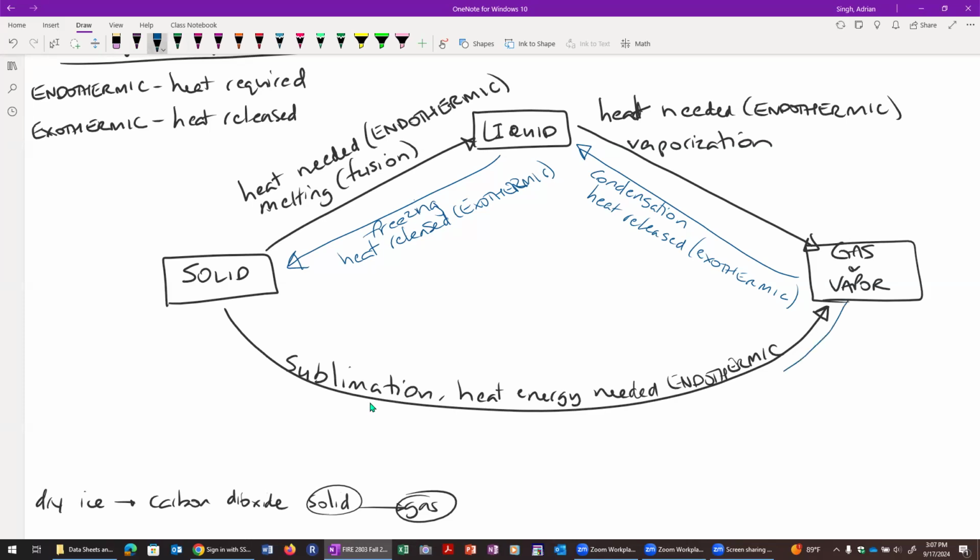Going in the opposite direction, if the conditions are such, we can skip the liquid phase altogether, going from a gas into a solid, or vapor into a solid. That's called deposition. And as you can imagine, heat energy is also released in this process. So it is exothermic.